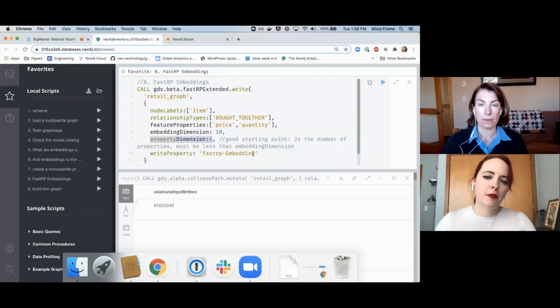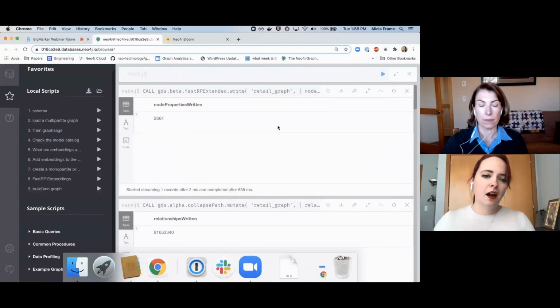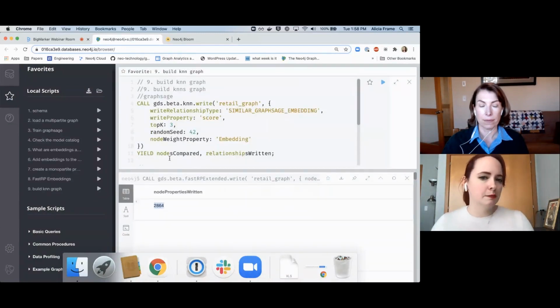And then I'm going to write my new FastRP embedding to my graph. And so I kind of cheated before when I was talking about GraphSAGE. I'm not going to cheat now. I clicked run. It's written a node embedding to every item in my graph. It completed after 635 milliseconds. So FastRP, lightning fast. Then what I want to do is actually use these embeddings for something.